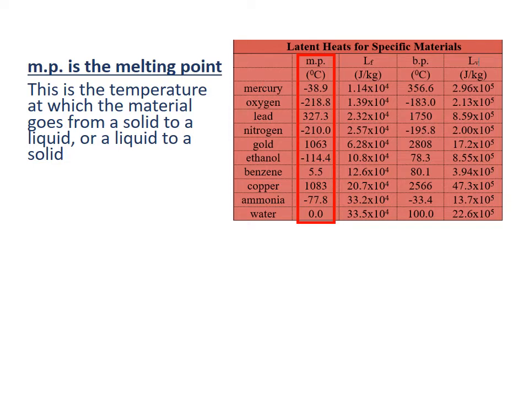MP is the melting point. This is the temperature at which the material goes from a solid to a liquid or a liquid to a solid. So if we look at the very bottom, we have water, and we know that the melting point of water is 0 degrees Celsius. That is also the freezing point if the temperature is decreasing.